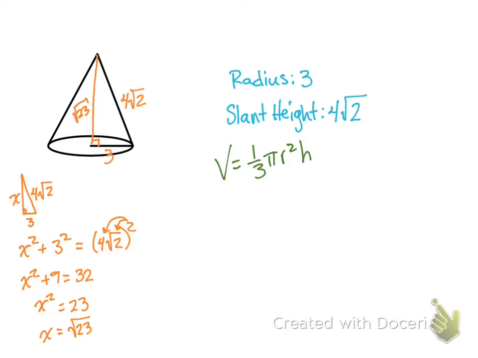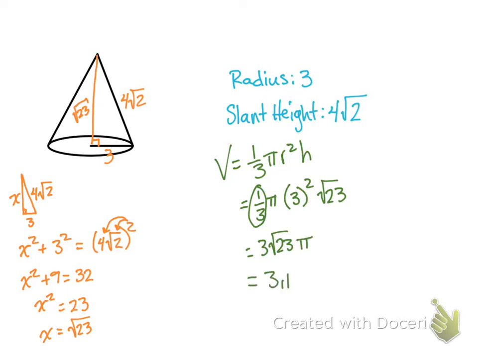1/3 times pi. Radius is 3 squared times the square root of 23. Now 3 squared is 9, divided by 3 is just going to be 3 square root of 23 pi. And I really should write it like this, 3 pi square root of 23, because sometimes your square roots kind of look like this, and I don't know if that pi is inside or outside. So just write 3 pi square root of 23. We've got some units cubed here. And that is how we find the volume of a cone.